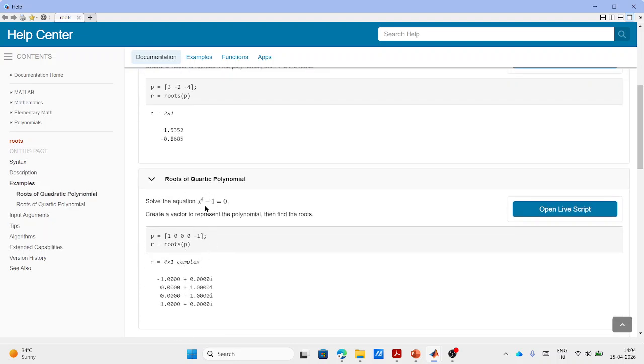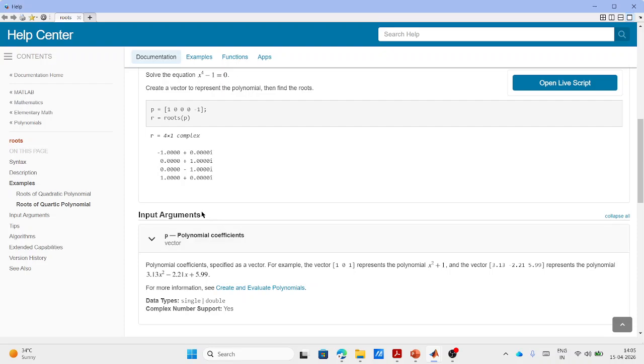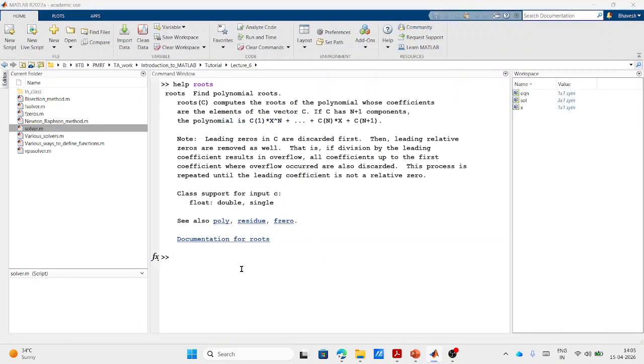Same way, let's say you have x to the power 4 minus 1, right? Here I have the x to the power 4 coefficient, and the rest of the coefficients are 0, from x to the power 3 up to x to the power 1. So I will create a vector which contains this information. Since it's x to the power 4, I will have 5 coefficients. Coefficient 1 is for power 4, coefficient 2 is for power 3, coefficient 3 is for power 2, coefficient 4 is for power 1, and the last coefficient will be the constant part, and you get the solution, right? So this is how you can use the roots command in MATLAB.